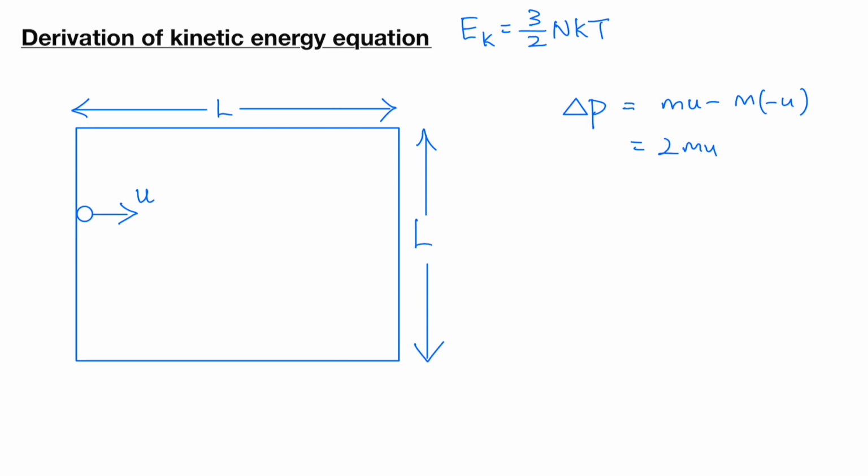Recall Newton's second law. The net force is equal to change in momentum divided by change in time. So expressing it in this way, what is this change in time? It will be the time taken for the particle to move across the container and then back. So the time taken would be the distance traveled divided by the speed of the particle.